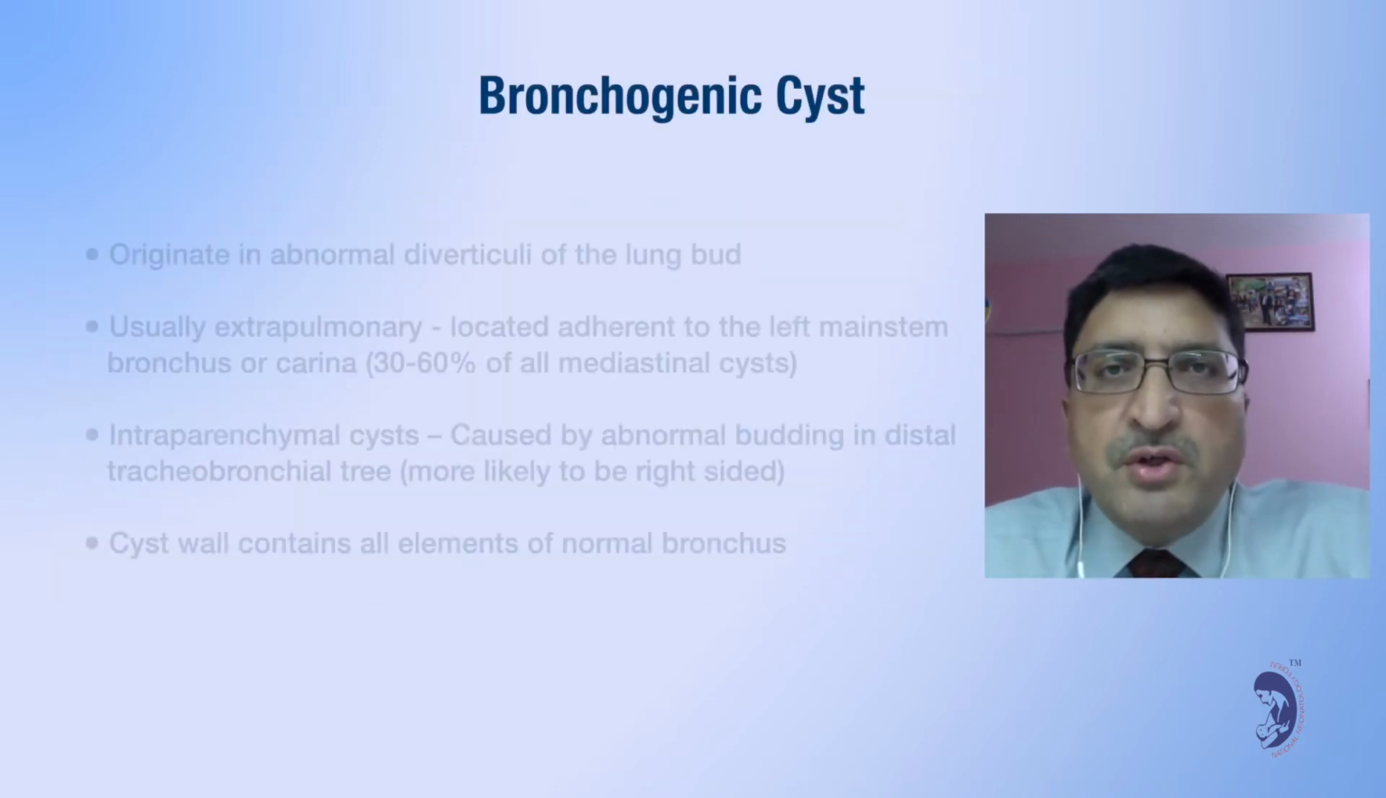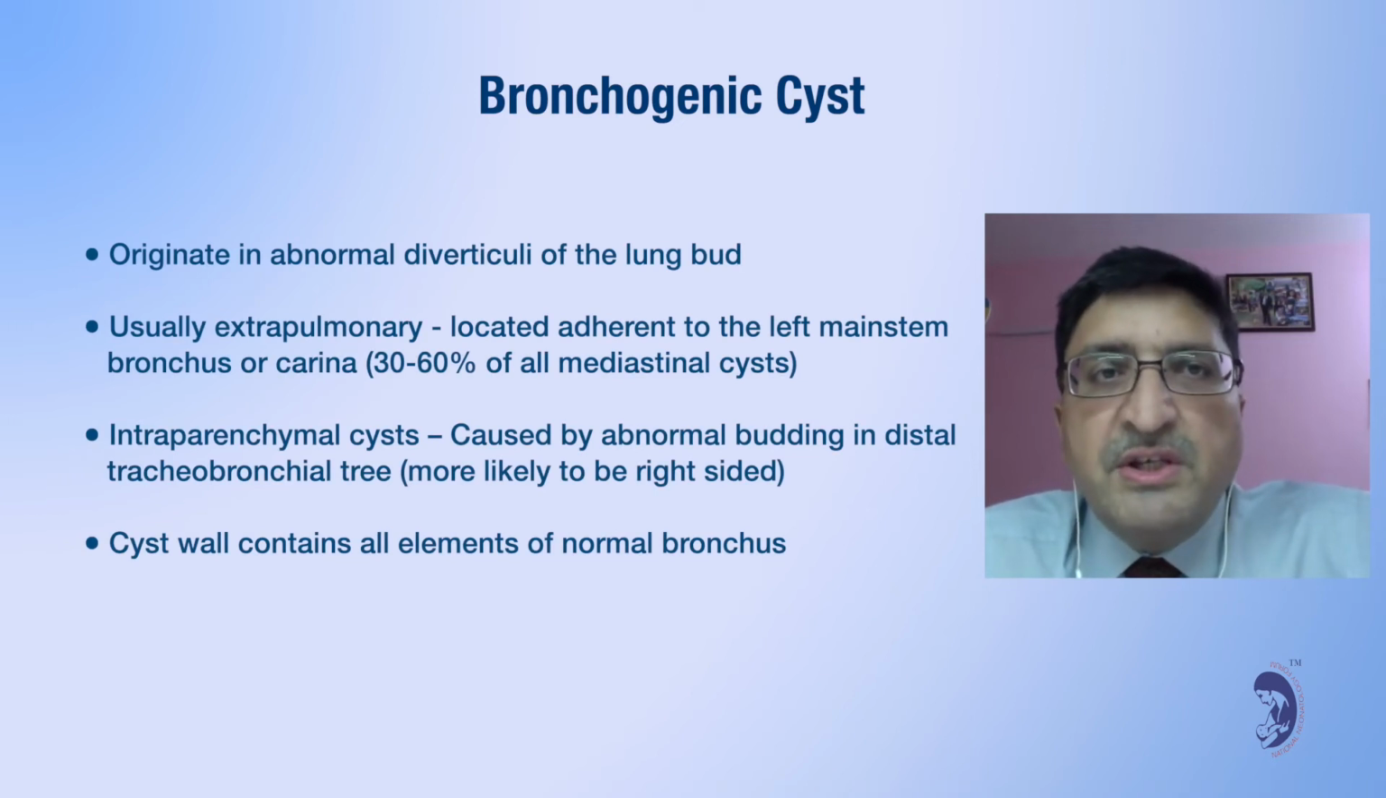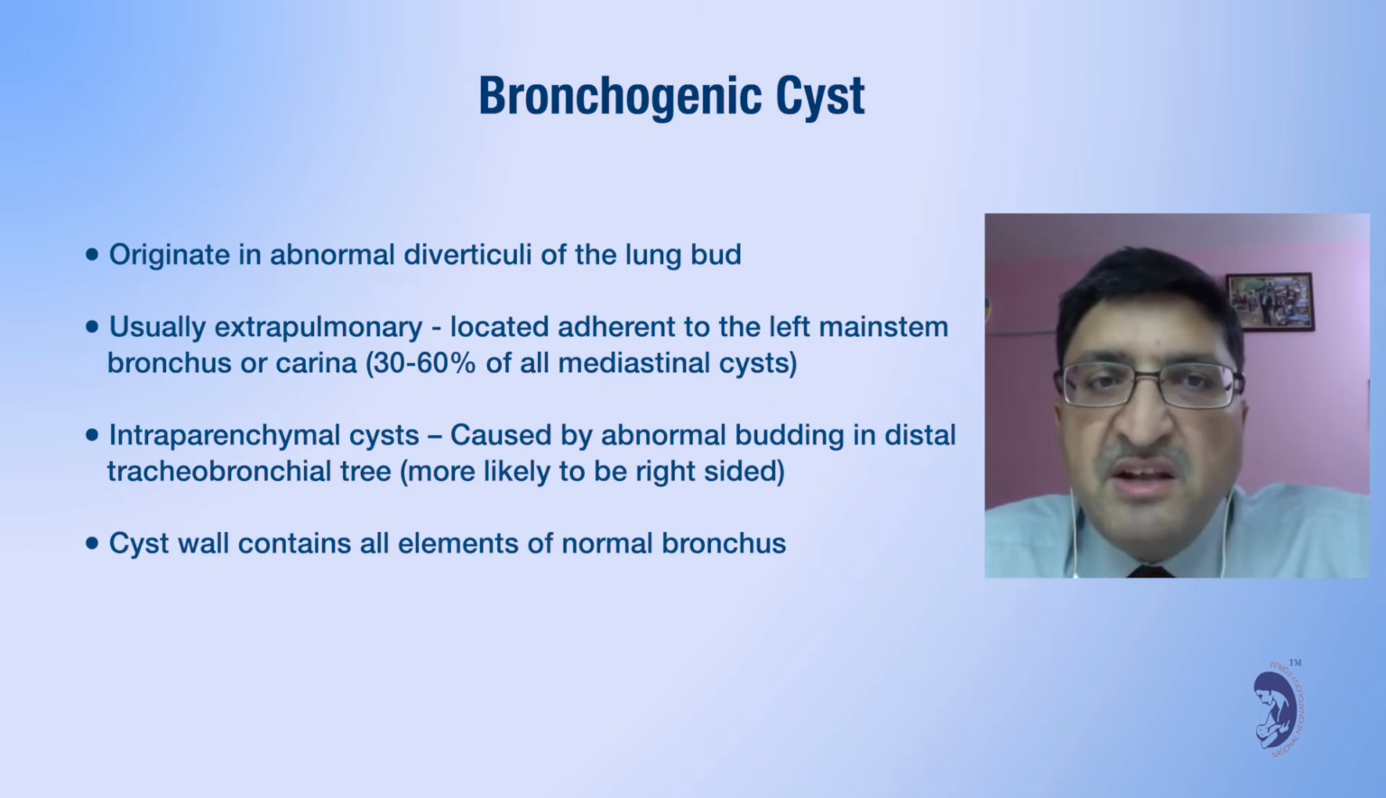So then we come to bronchogenic cysts. The bronchogenic cysts originate in abnormal diverticuli of the lung bud. They are usually extrapulmonary and are located in close proximity with the left main stem bronchus or the carina. In fact, bronchogenic cysts comprise almost 30 to 60% of all mediastinal cysts. They may be intraparenchymal as well, and they may be caused by abnormal budding in the distal tracheobronchial tree. This cyst wall contains all the elements of a normal bronchus.